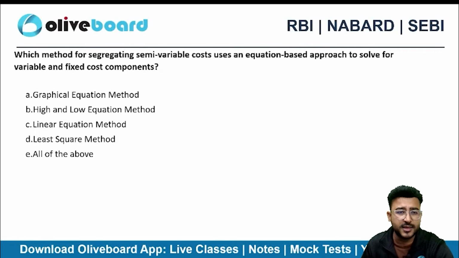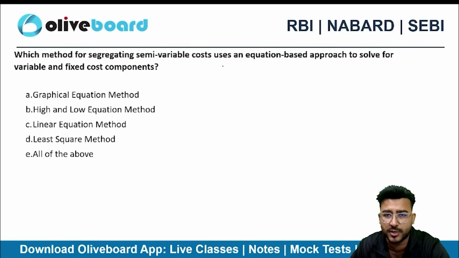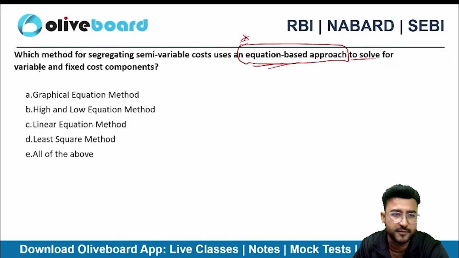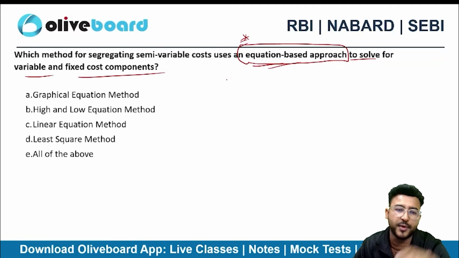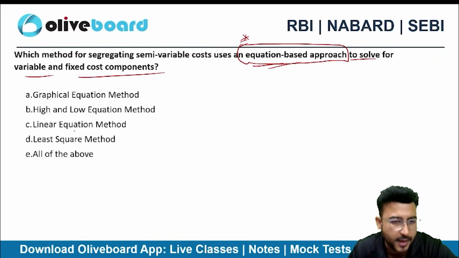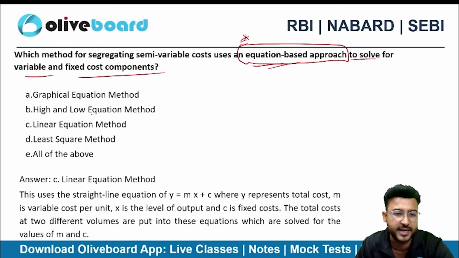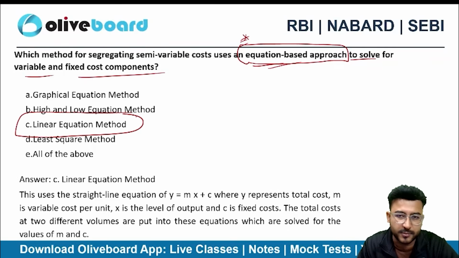Next one, which method for segregation of the variable cost uses an equation-based approach? Equation-based approach to solve the variable and the fixed cost component. Graphical, high-low, linear equation, least square. From the name itself we can say linear equation will be the correct choice.